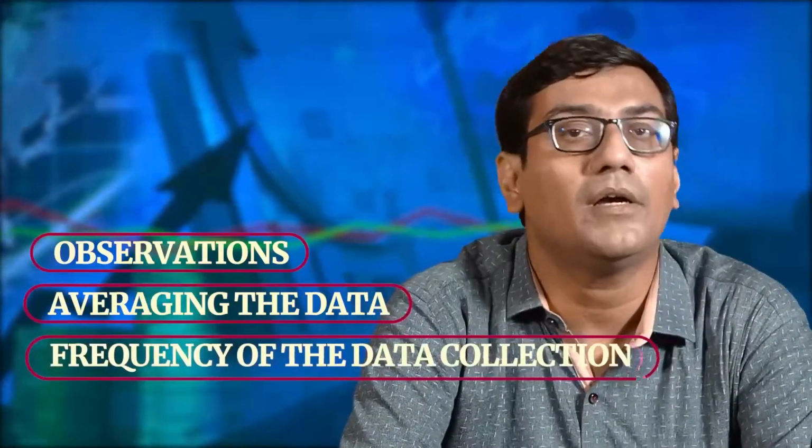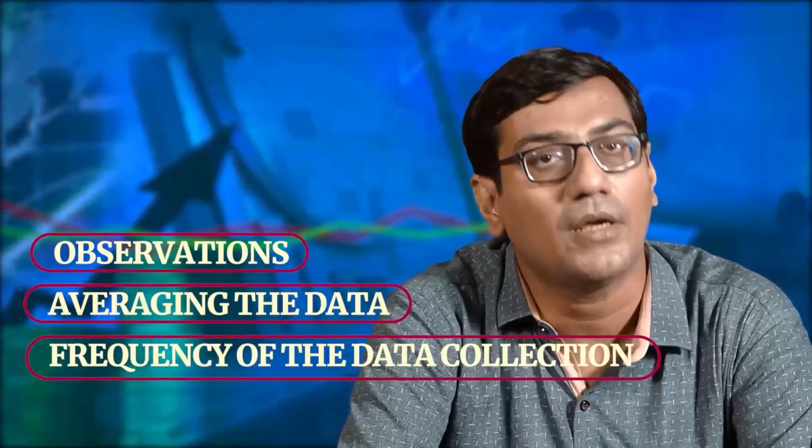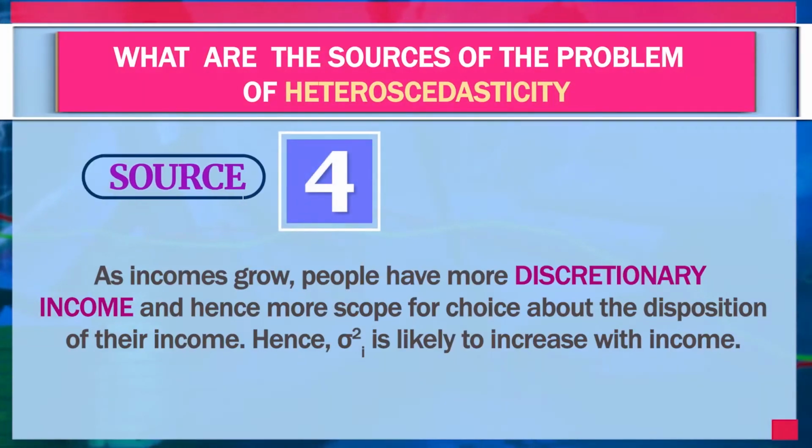So firstly, in case of observations where we have different cross-sections; secondly, in terms of averaging the data; thirdly, in terms of the frequency of the data collection, the sigma i square will be varying. Fourthly, we come to a very important factor: the discretionary income that people have. Sometimes people want to spend more or save more. If the person has the habit of spending more, then sigma i square will definitely be changing frequently. Or if the marginal propensity to save is high, then it will be less.